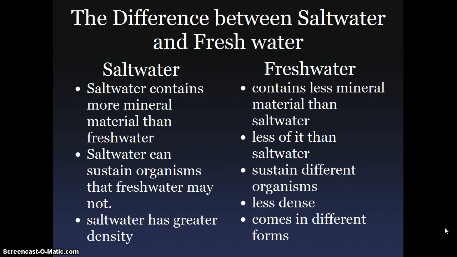So the difference between saltwater and freshwater. Mostly salt water contains more mineral material than freshwater, making it saltier, and salt water can sustain organisms that freshwater cannot. Salt water also has a greater density. And freshwater contains less mineral material than salt water. There's less of it, less dense, comes in different forms, sustains different organisms.